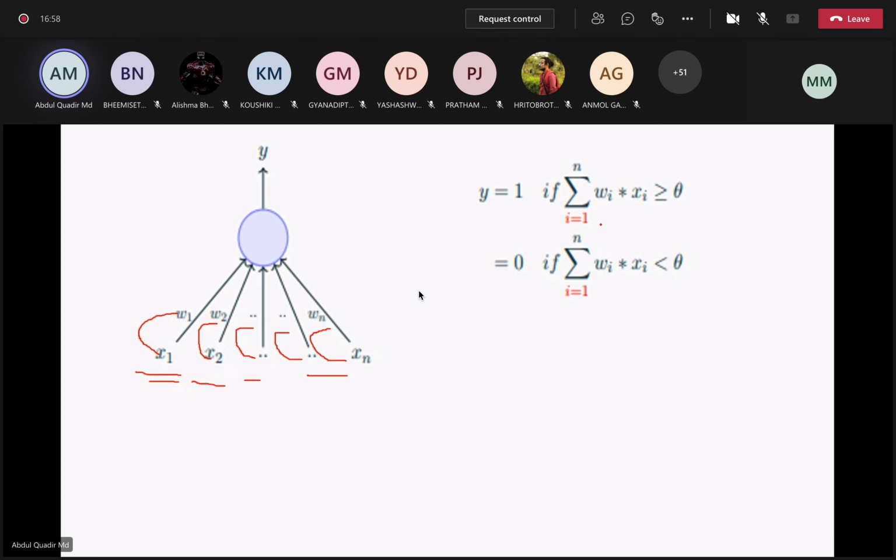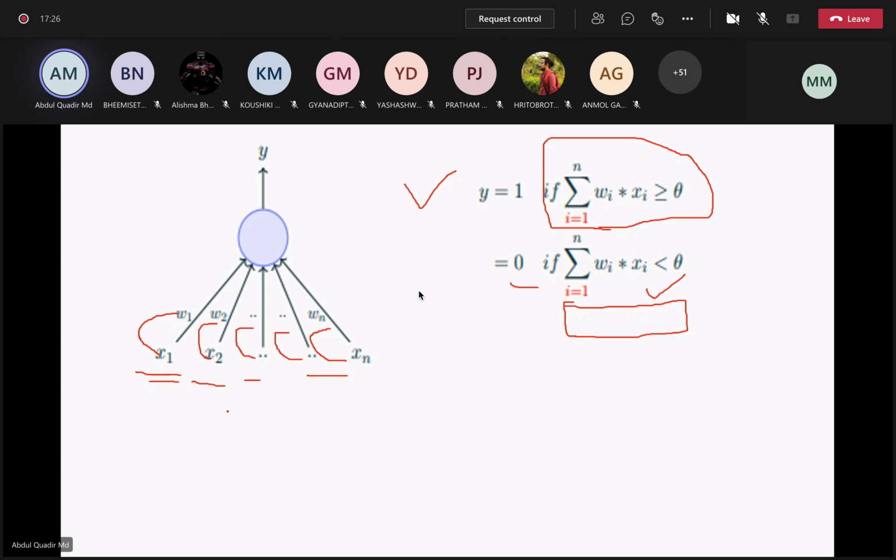If it is greater than the threshold, it will fire 1. If it is less than the threshold, it will fire 0. Are you getting the point, students? Are you able to understand? It is a very simple concept.